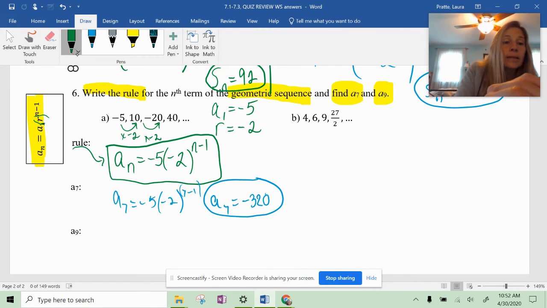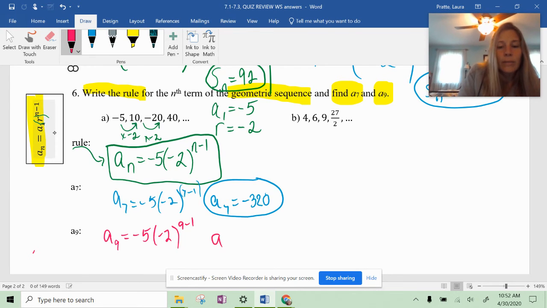Then when we go to do a sub 9, I have negative 5 times negative 2, and this time it's 9 minus 1. But again, I can do 9 minus 1 in my head, so there's no sense in me putting 9 minus 1 in my calculator, right? 9 minus 1 is 8, so I'm going to do negative 2 to the 8th power. Now you should get a positive 256, and then you're multiplying that by the negative 5. So you should have negative 1280.